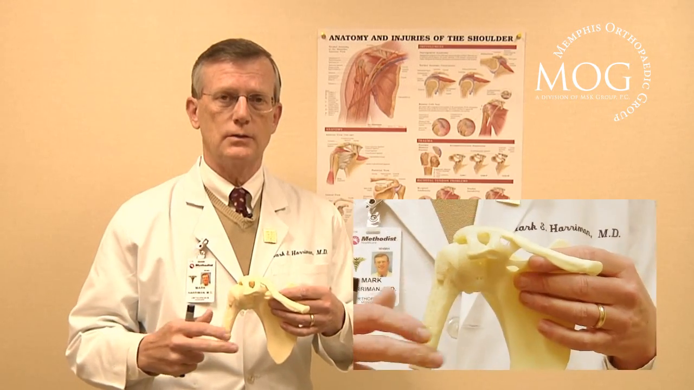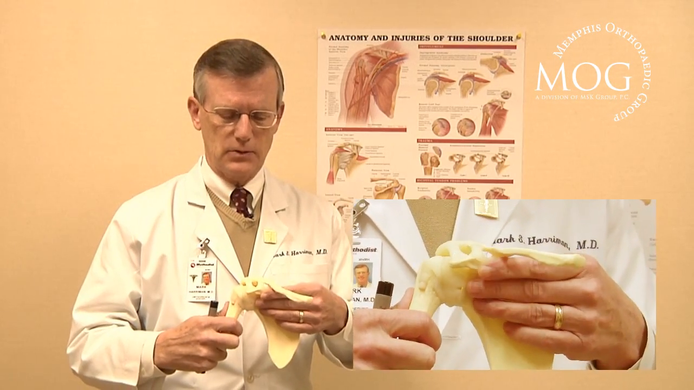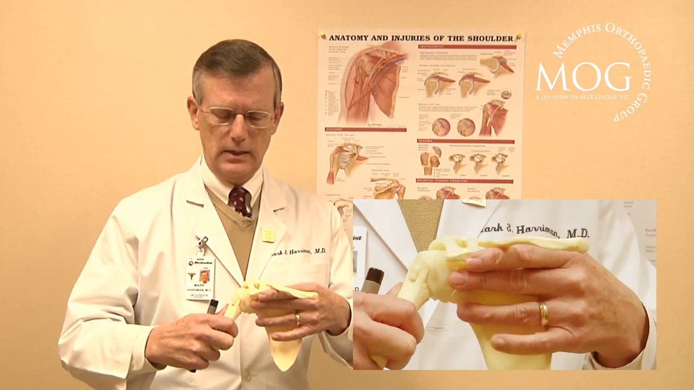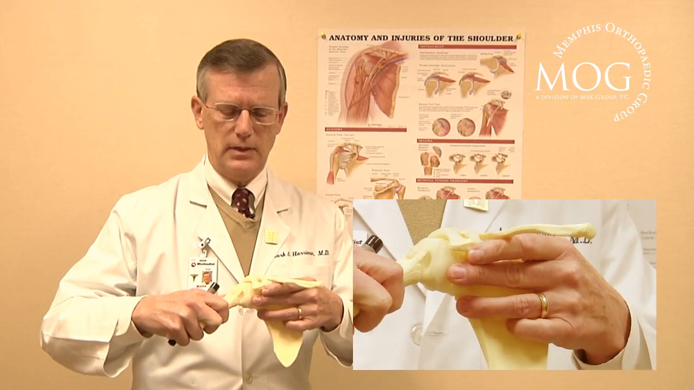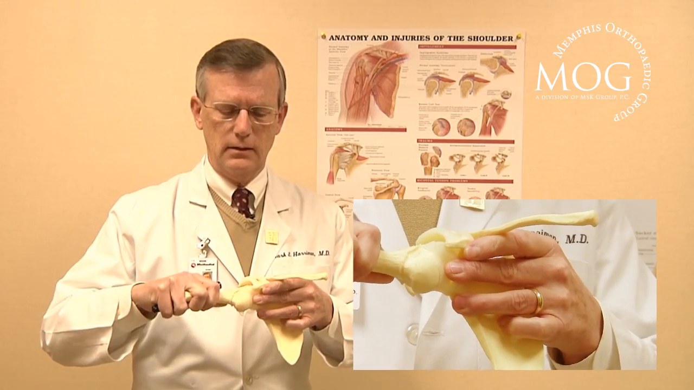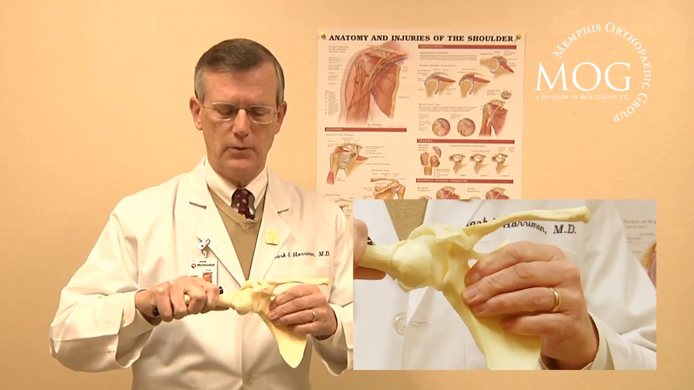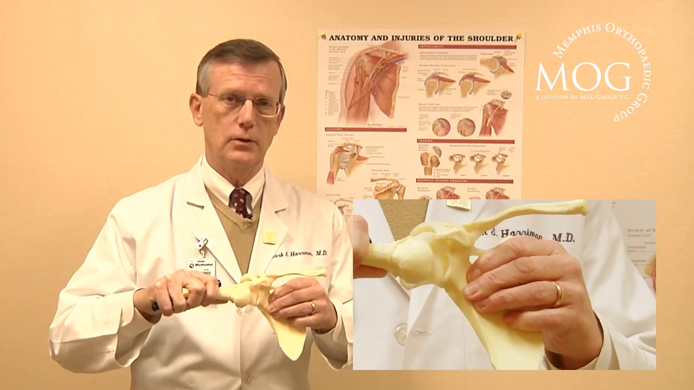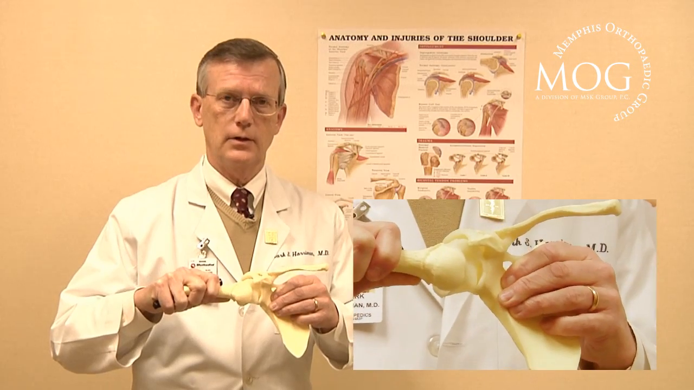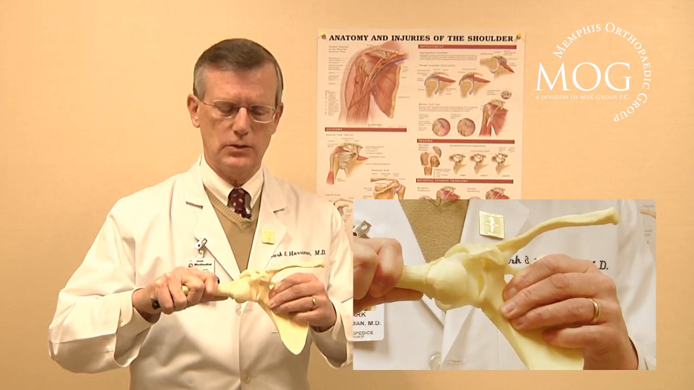So I wanted to demonstrate on the small model here exactly what happens when the shoulder comes out of place. As we come up, as we said, into abduction, then the shoulder has a way to separate, or the ball, which we call the humeral head, has a way to separate from the socket, and that's the shoulder dislocation.